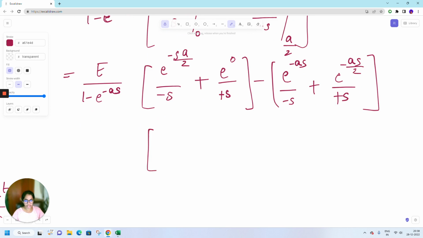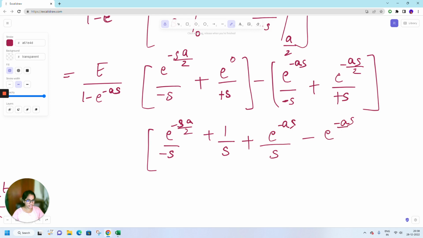So what do I have? E power minus sa divided by 2 plus 1. Here I have minus s. Here I have plus s. Let me give this negative sign to each term. Here I have a minus. So minus and minus would be plus e power minus as divided by s minus e power minus as by 2 divided by s. Okay.